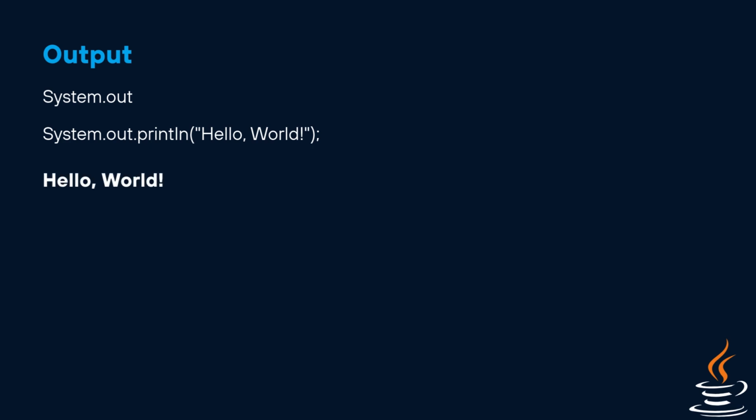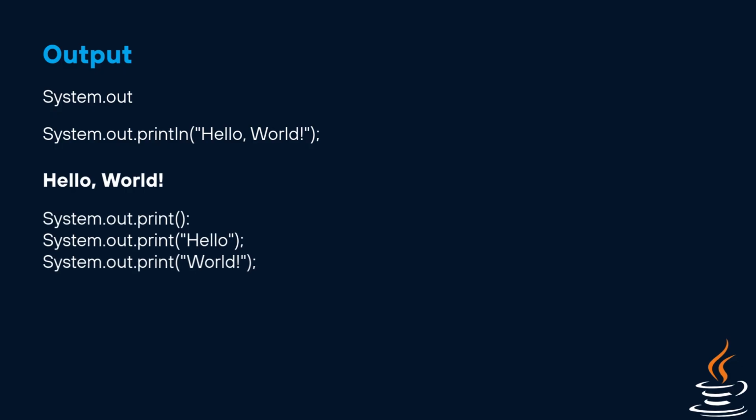If you don't want a new line, use System.out.print. System.out.print("Hello"); System.out.print("World"); This prints everything on the same line: HelloWorld.